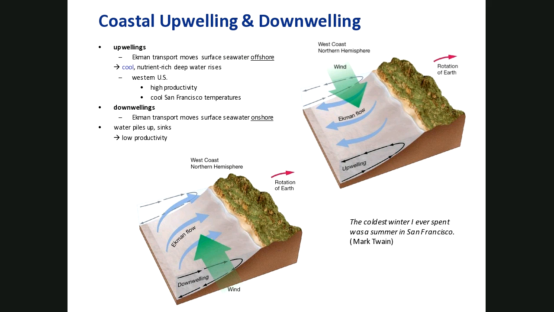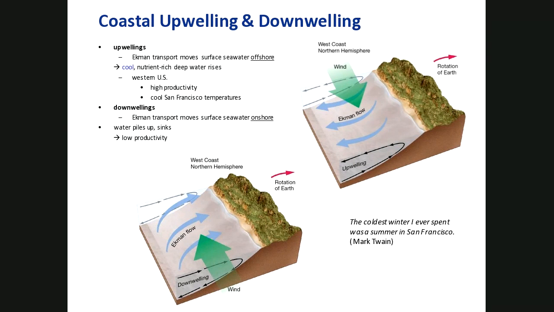Now, on the west coast of the northern hemisphere, this has to be specified because it's going to be different in the southern hemisphere and on the other coast, but no matter where, as the wind moves down the coastline, the water is going to move off to the right through the Ekman flow. And as that happens, the surface water is going to move offshore. You're going to get upwelling.